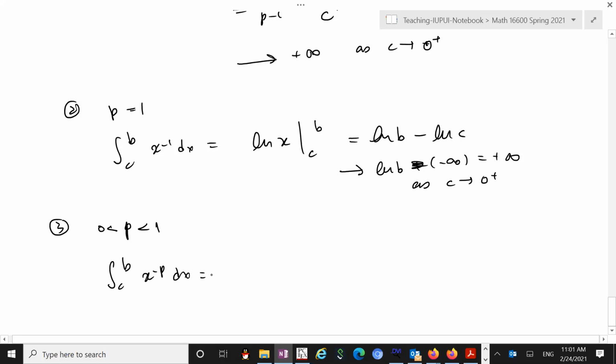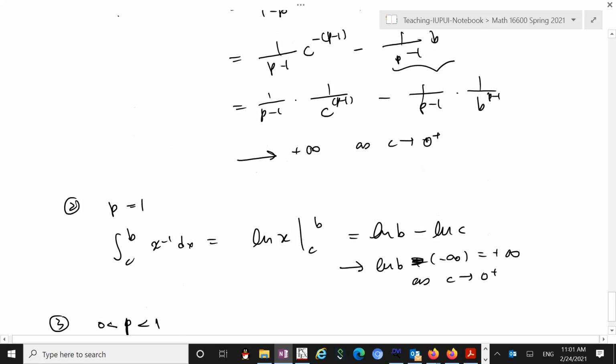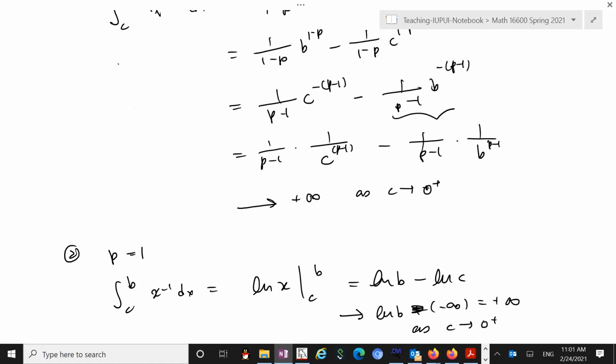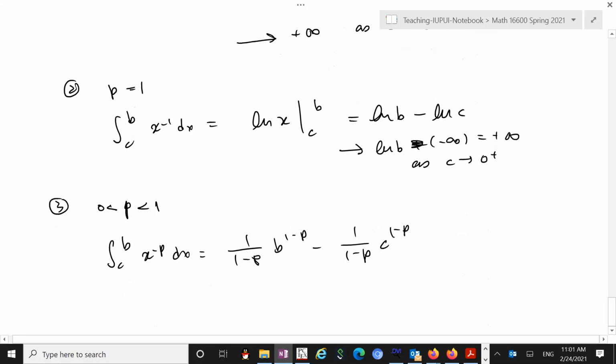Okay, where's my function? p is less than 1. So I'm going to use the original. So it's going to be 1 minus p, b to the 1 minus p, minus 1 minus p, c to the 1 minus p. So 1 minus p is positive. So clearly, this is a positive, right? This is a positive. Okay.